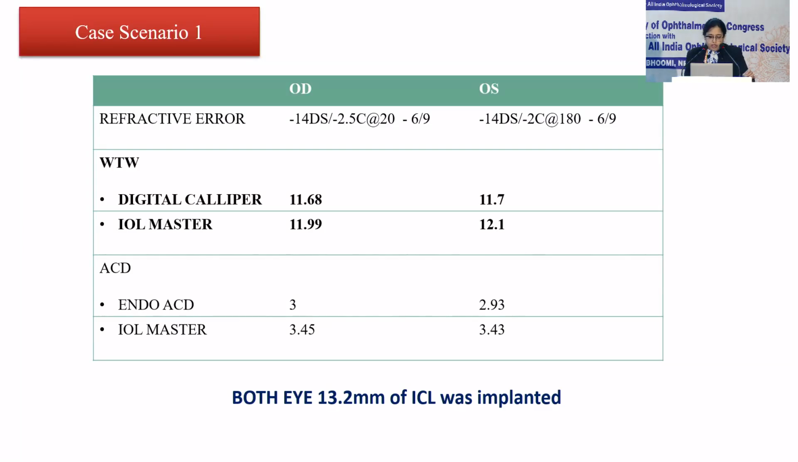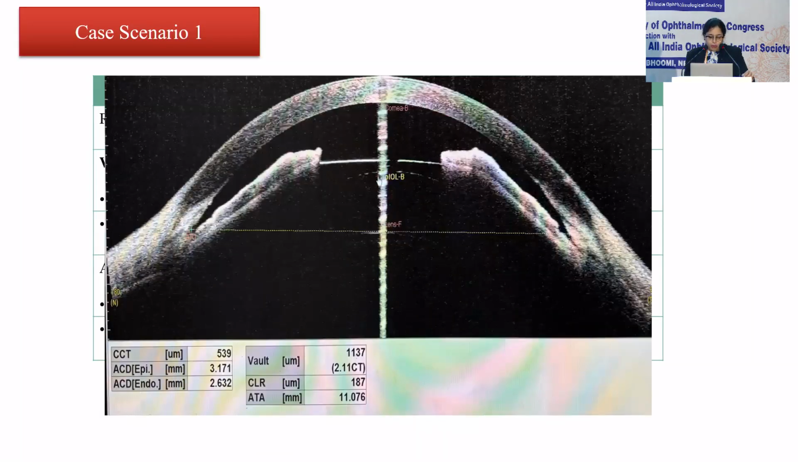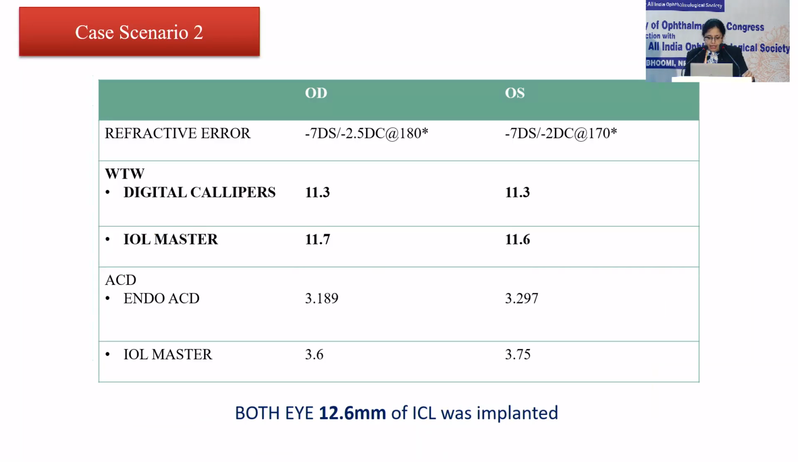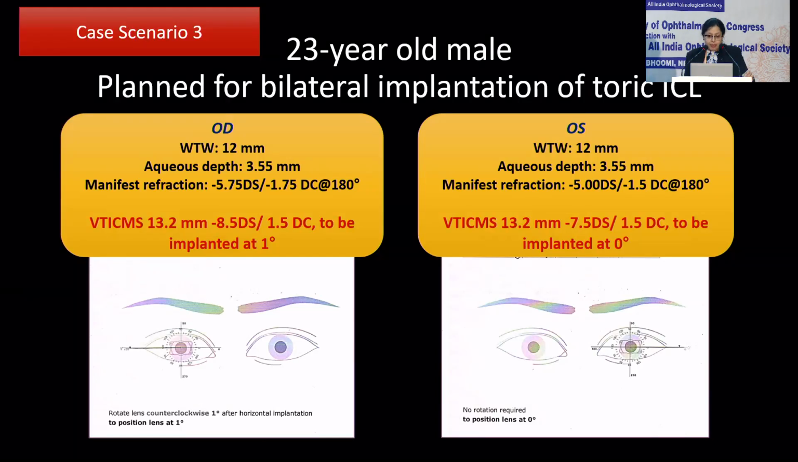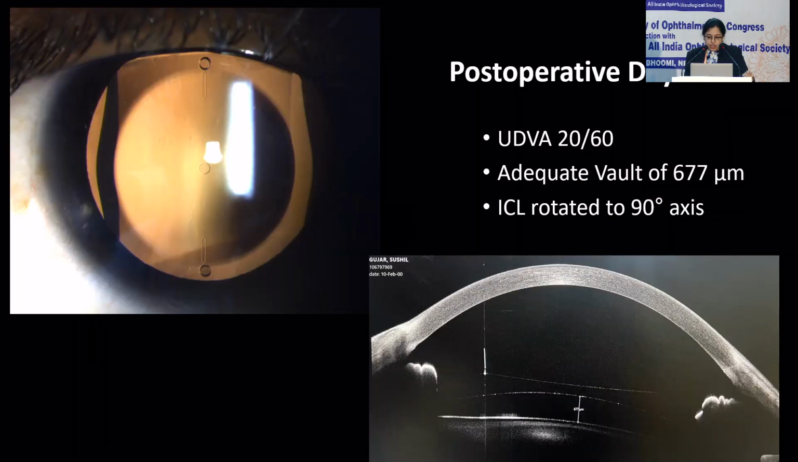This was a case in which a 13.2 mm ICL was implanted in both eyes based on the conventional nomogram. Post-operatively, we had an excessively high vault with appositional angle closure. This was a second case in which a 12.6 mm ICL was implanted and we had a very low vault of 209 microns, which is expected to further decrease with time as well. Another case in which bilateral implantation of toric ICL was done.